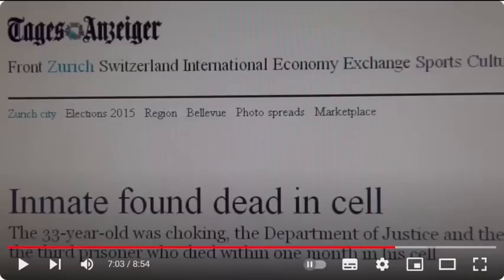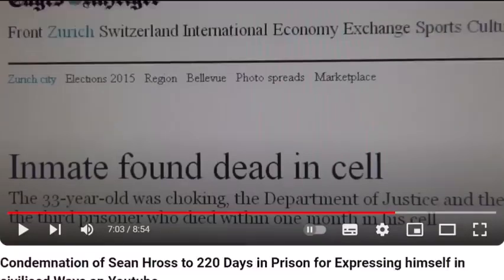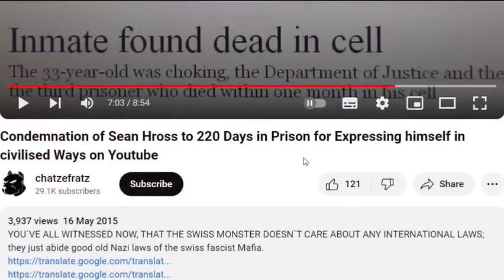Here, look, in this video from 8 years ago, I already documented all the prisoners being murdered in Swiss detention centers. Here it is from the Tagesanzeiger from Zurich. It says an inmate found dead in cell. And this is from, what do you know, May the 16th, 2015. That was the day I got arrested, the second last time. They kept me inside for 3.5 months and I lost 30 kilos.